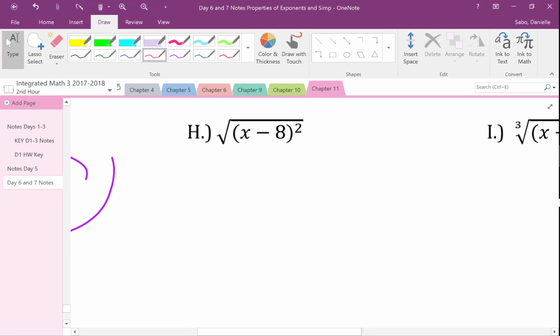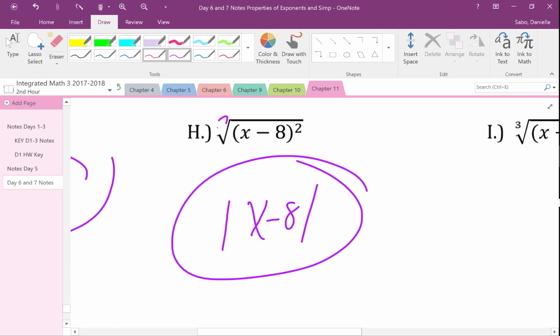Pretty straightforward. Can anyone just tell me what it is right away? Good. But is that it? Absolute, because I started with an even index. That's why we have to worry about the absolute values.